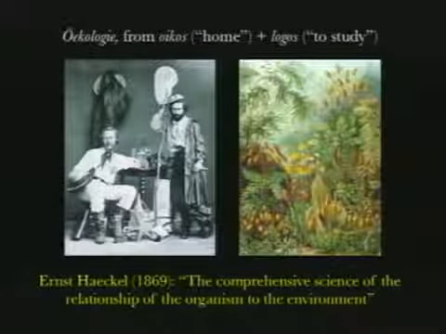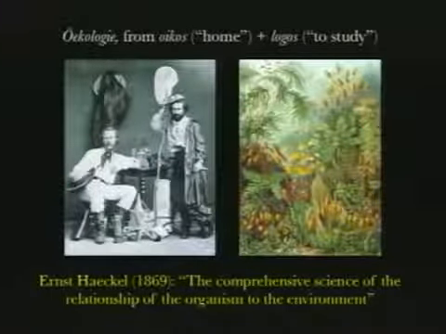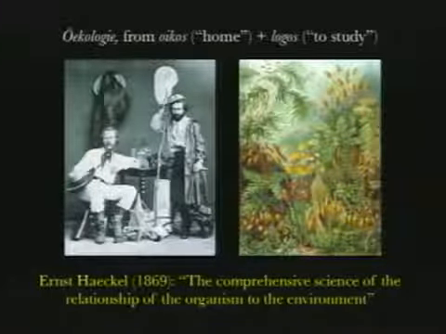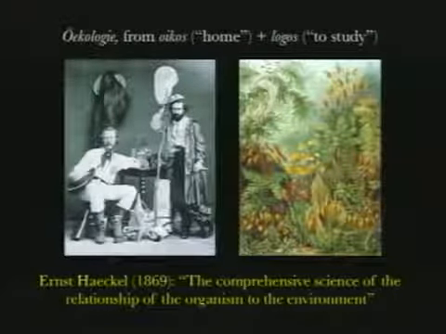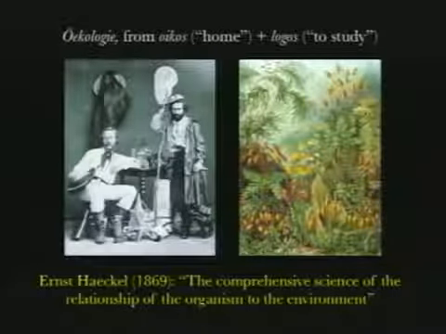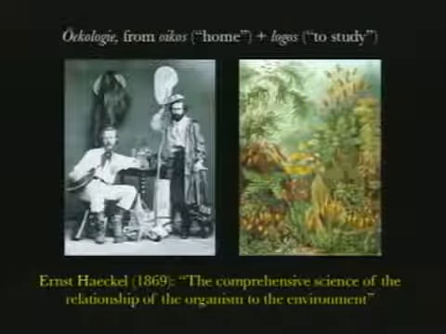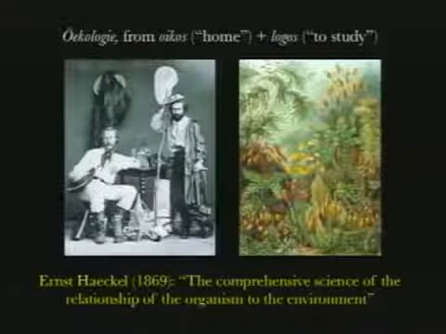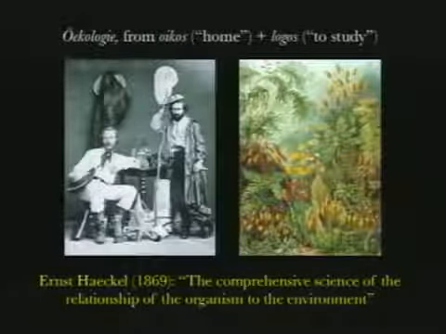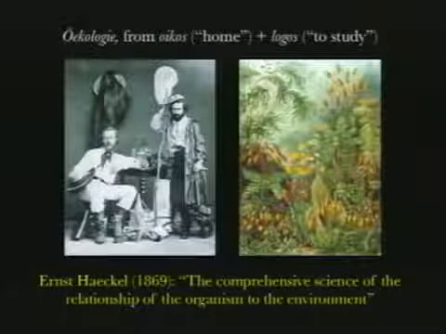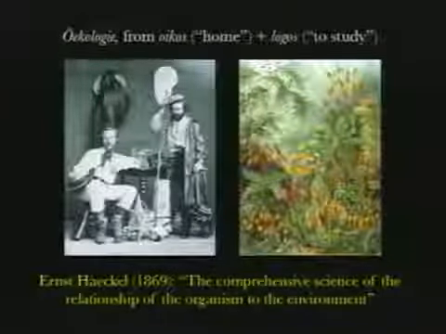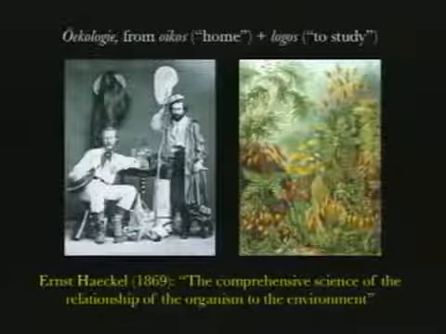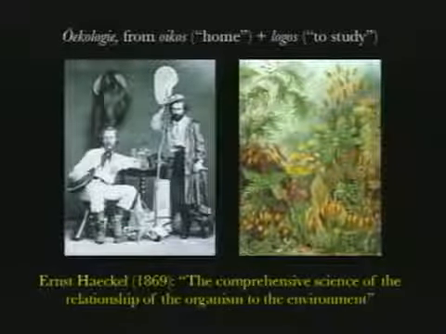What does he mean by home or house? What does it mean to study the house? What is the house? Habitat, yeah. The study of the habitat of organisms, or the place of dwelling, the place of living, the environment of organisms. And he defined it as the comprehensive science of the relationship of the organism to the environment. It's quite a good definition in many ways, from 1869. It's just one of his paintings there of mosses and various bryophytes. He's quite a great artist.